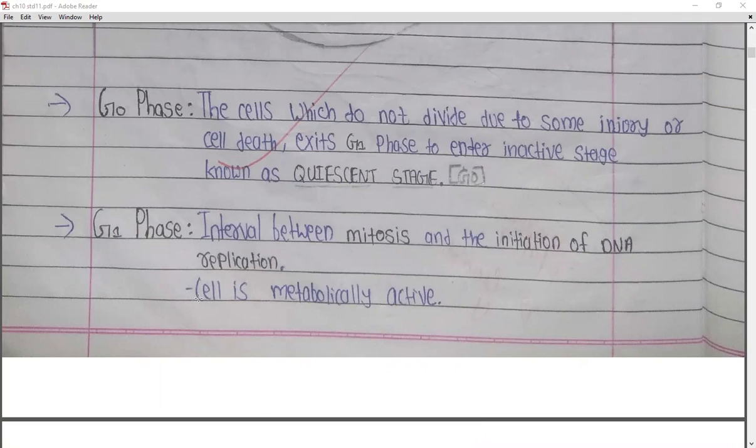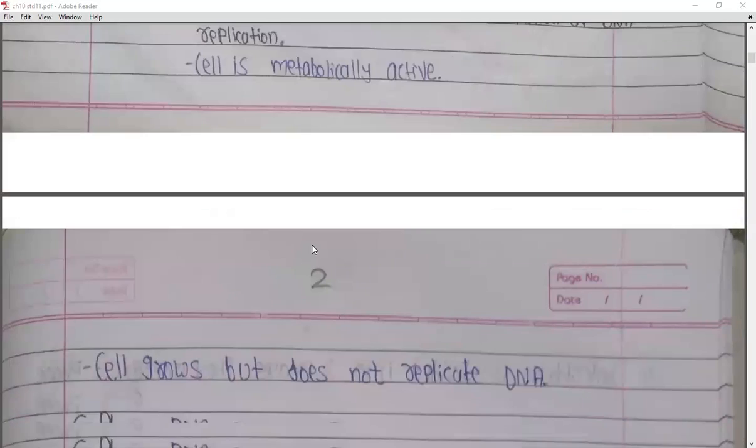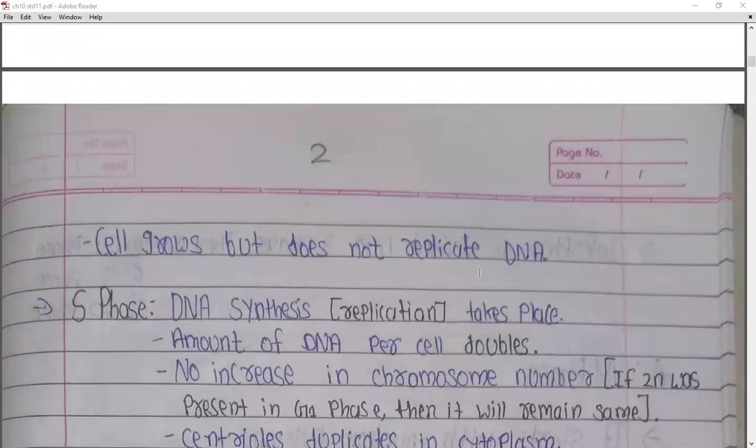The second phase is the G1 phase, which is the interval between mitosis and the initiation of DNA replication. So the interval between the mitosis, that is the cell division, and the initiation of DNA replication is known as the G1 phase. And in the G1 phase, the cell is metabolically active. That means metabolic activities are being carried out, right? So this is about the G1 phase. Also, the cell grows but does not replicate. So in the G1 phase, the cell is growing but replication is not taking place.